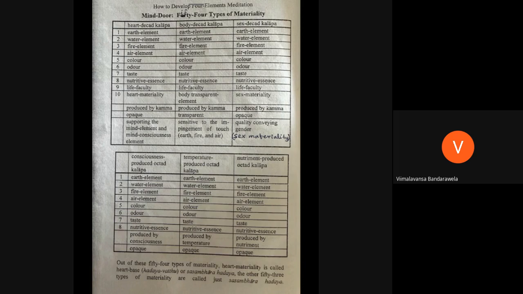That means body decad Kalapa and the sex decad Kalapa, and we want to add Jivita Navaka Kalapa, and the consciousness, temperature, and nutriment produced octet Kalapa are common. So therefore, here also how many Rupa Kalapa? 7 different types of Rupa Kalapa you have.